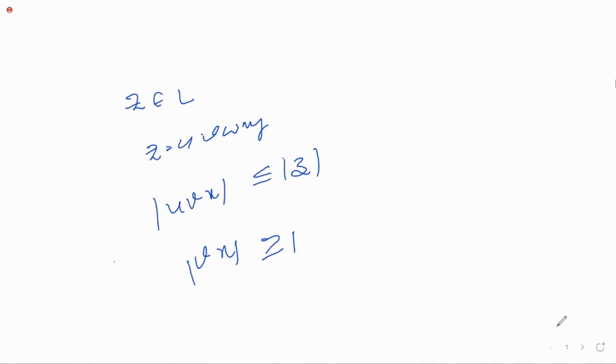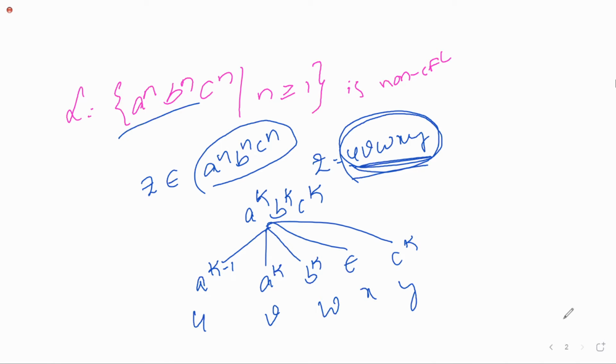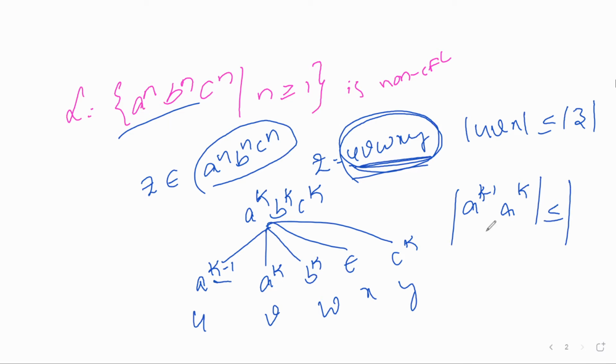Next, what is the first constraint? The length of VWX is less than or equal to the length of Z. This is the first constraint. What is your U? A power k minus 1. What is your V? A. What is your W? B power k. What is your X? Epsilon only, right? What is your Z? Simply overall, a power k minus 1, a, b power k, epsilon, c power k.